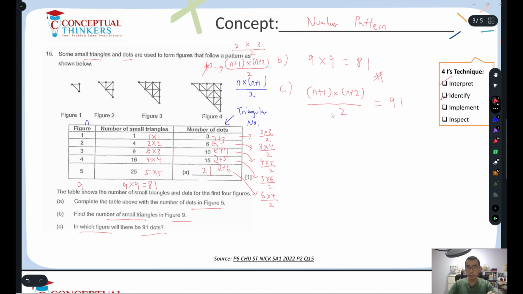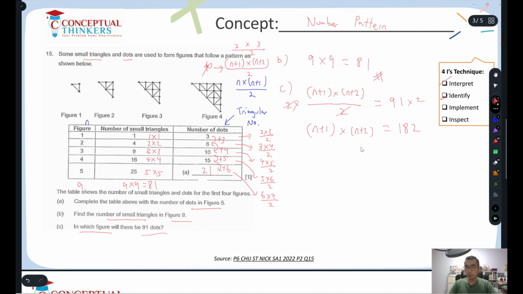So to do that, I need to introduce a multiplication of 2. So I need to multiply by 2 to both sides, so that it will cancel out. So these 2 will cancel this. Okay, so that means that n plus 1 times n plus 2, that should give me 182.